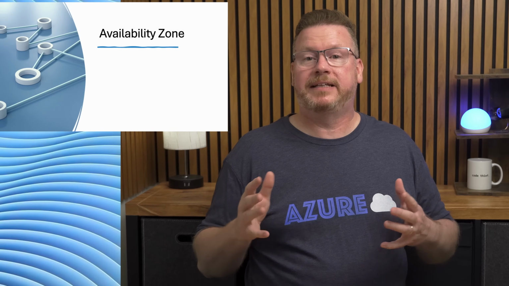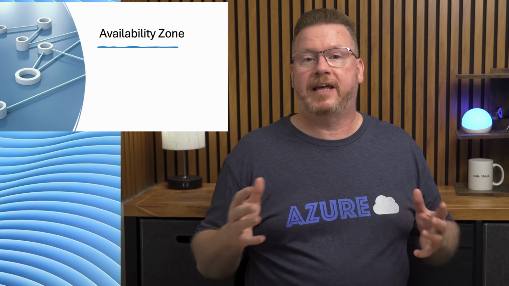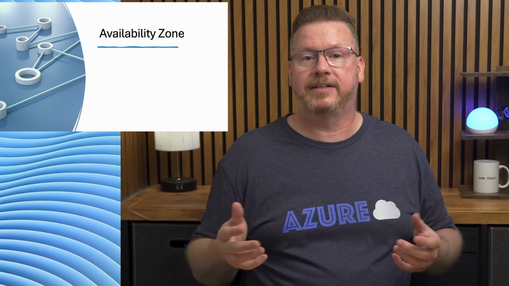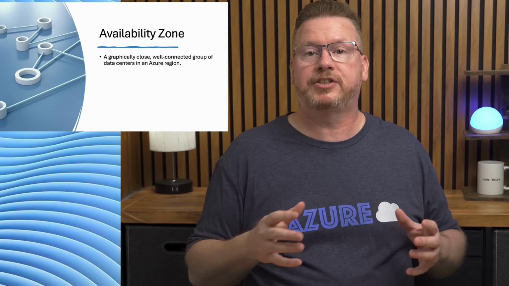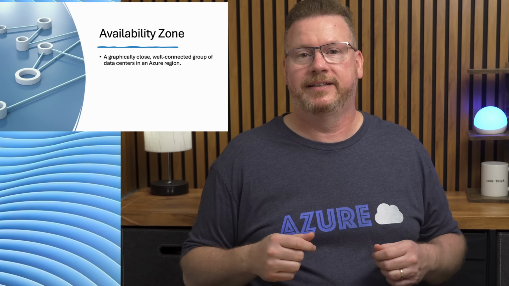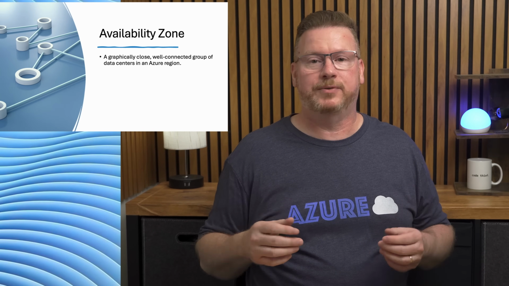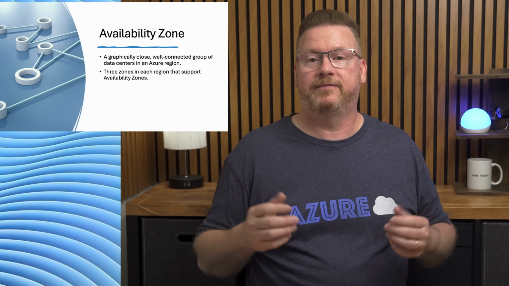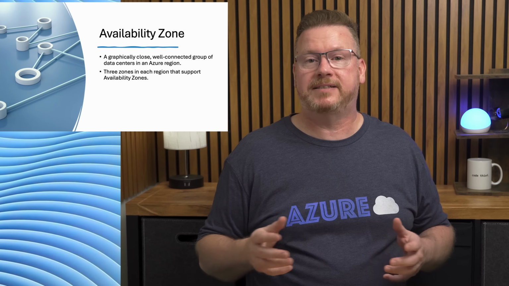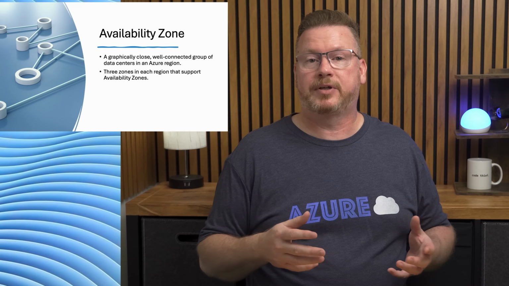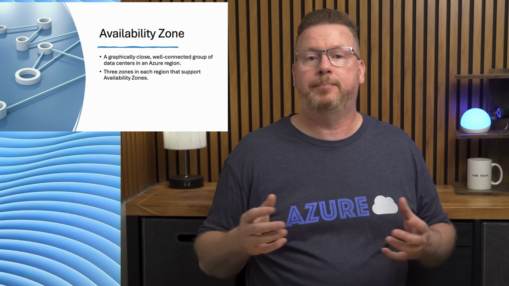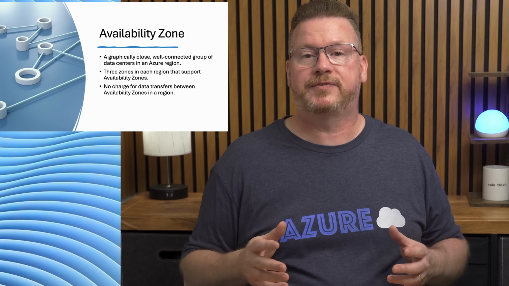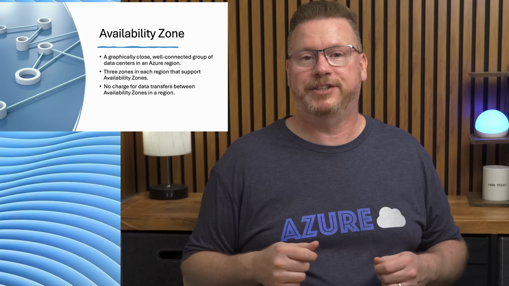The next high availability option for deploying VMs is using availability zones. We already reviewed how Azure regions have many data centers. Availability zones are collections of data centers within a region. Not all regions support availability zones. However, if they do, there are three zones, each with independent power, cooling, and networking infrastructure. They're typically separated by several kilometers, but within 100 kilometers to support low latency connectivity between the zones. Speaking of network connectivity, there's no charge for data transferred between availability zones within a region.